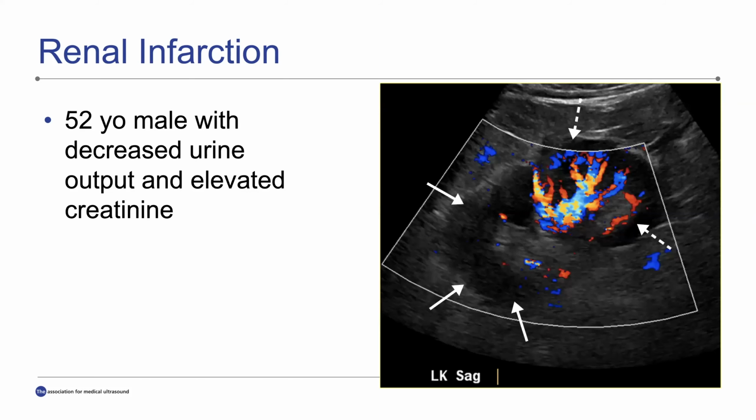This is a different patient, a 52-year-old male with decreased urine output and elevated creatinine. And here you can see the largest segment of infarction. Here the entire upper pole is not perfused, as well seen on this color Doppler examination of the left kidney. We see perfusion to the lower pole, but absence of vessels in the upper pole from larger vessel thrombosis.